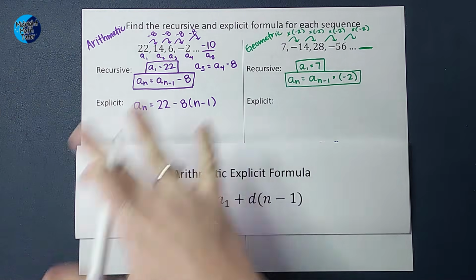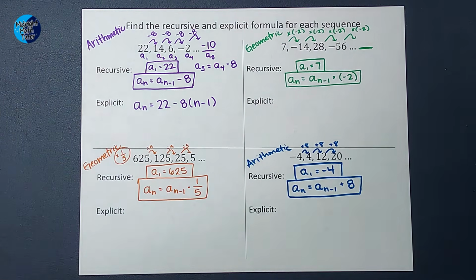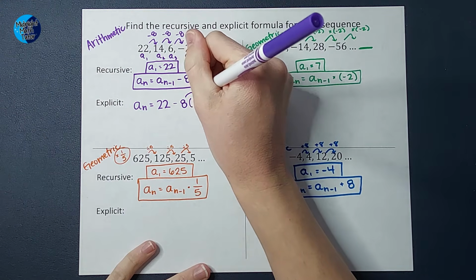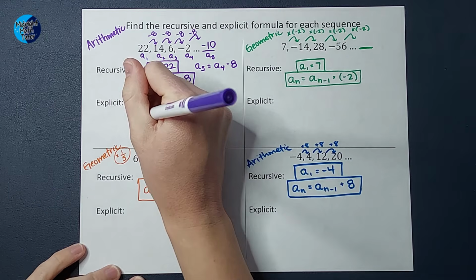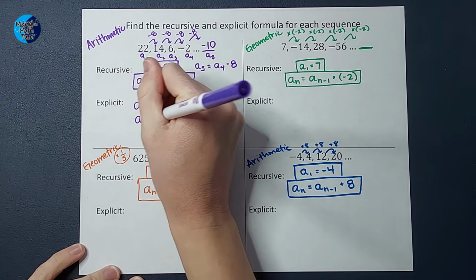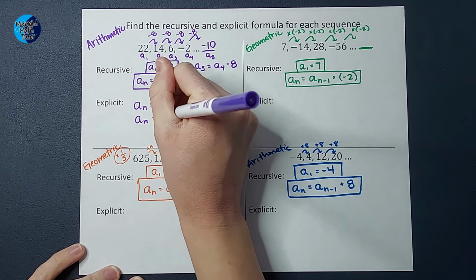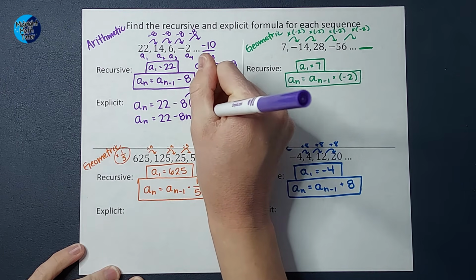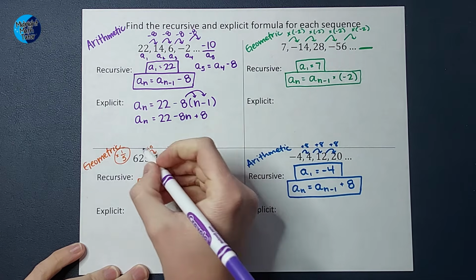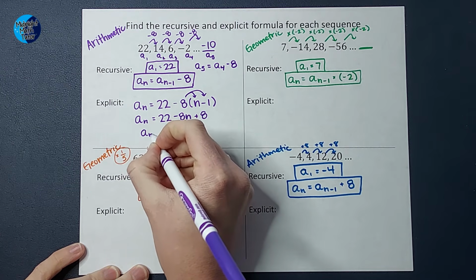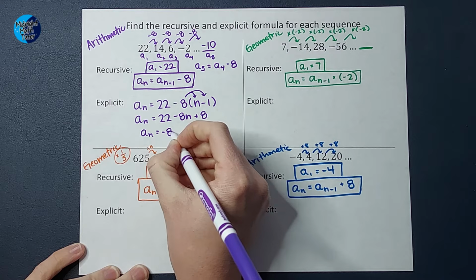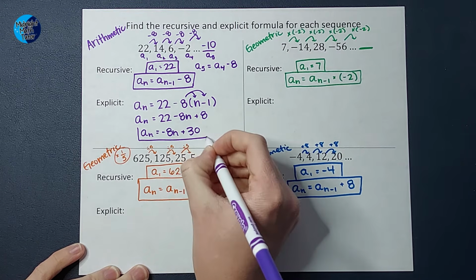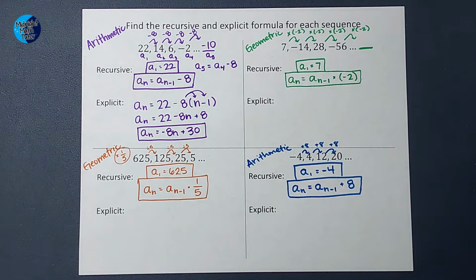So this is my formula, but a lot of times we like to clean it up and not have parentheses. So I'm going to distribute that -8 in and have a sub n equals 22 minus 8n plus 8. And then I'm going to continue to simplify that and get -8n plus 30. Look at that, you guys.